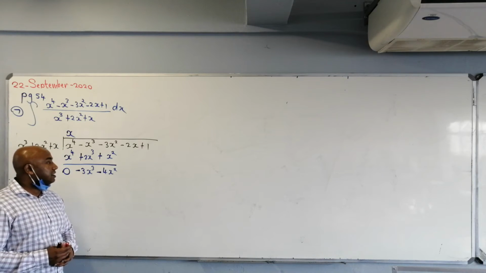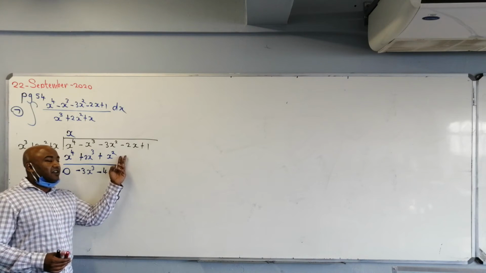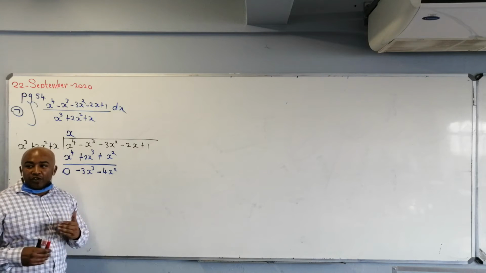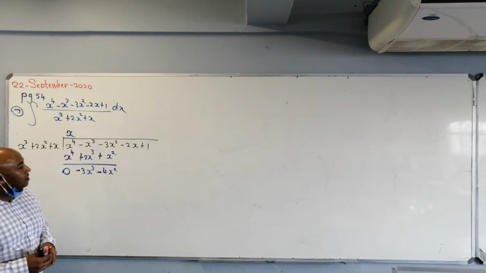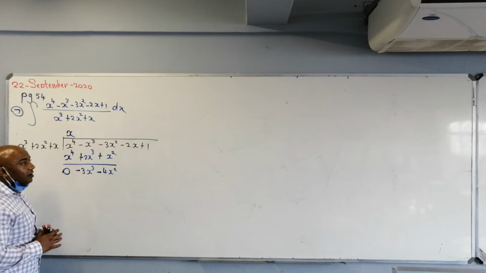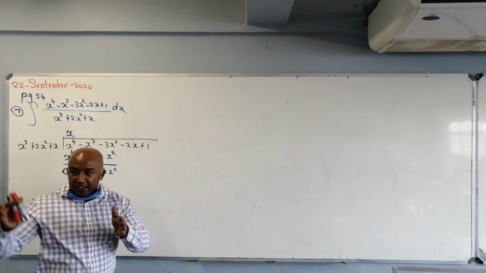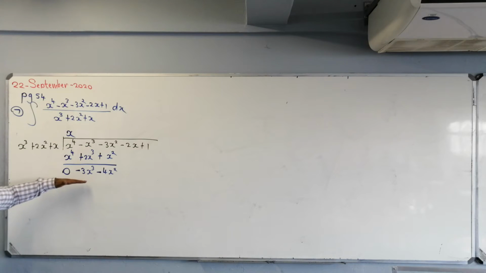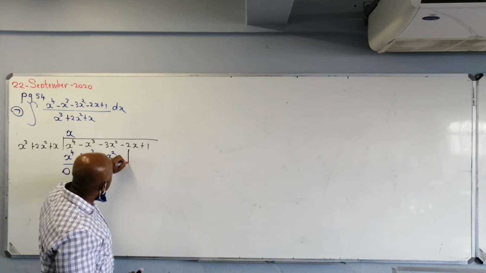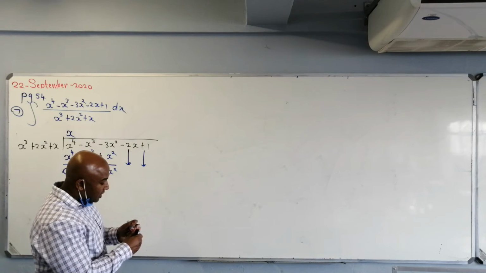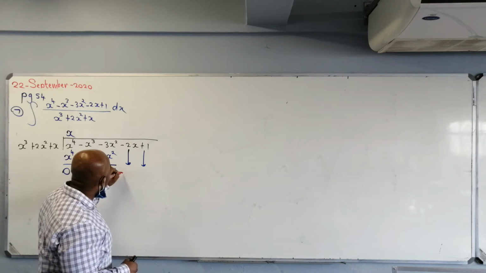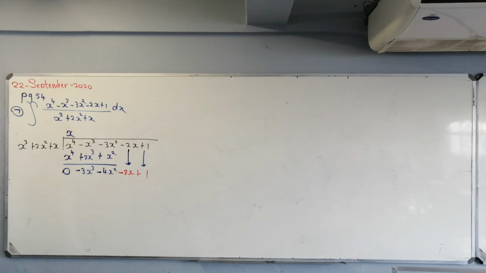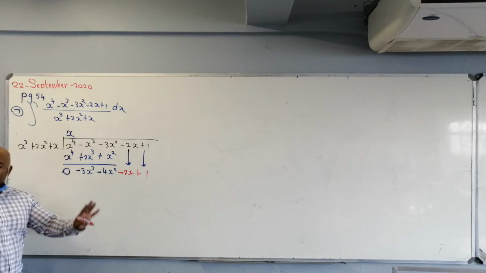Now, look, I could have written down 0x and 0. That's what I did with the previous example. But let me show you the bring down process since I did not show you before. So we subtracted. Now the last step is to bring down the next few terms in line with what you just worked out. So here are the two terms here. We will bring them down. So this is minus 2x plus 1.